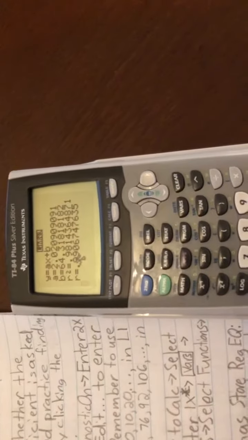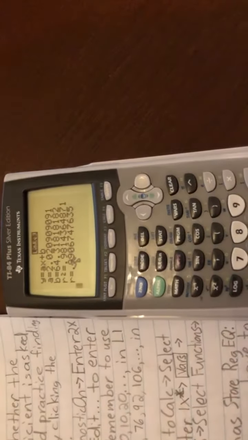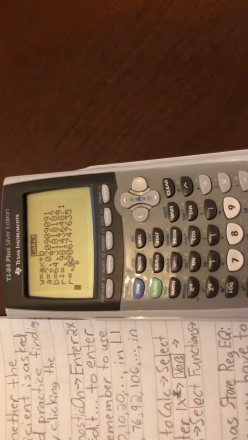And to go ahead and have the information for us, I'm going to go ahead and put the correlation coefficient, which is 0.981.